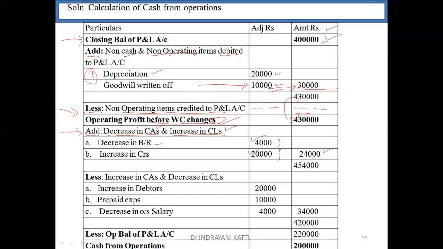Add these two in the 4,30,000. When we add it, we derive 4,54,000. Okay. Now, next step is deduct.